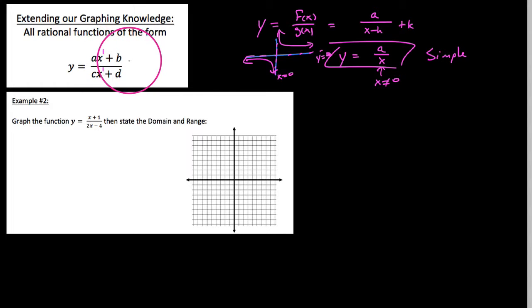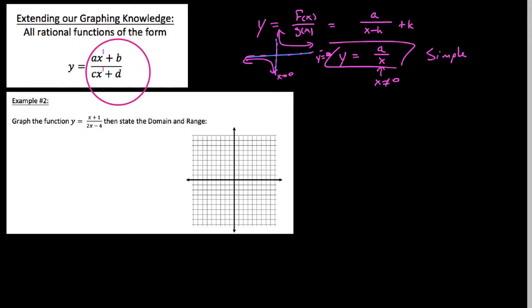When you have something linear over linear, what you have to understand is that it's not necessarily going to be x equals 0. Can x equal 0 down here? I don't know. Maybe it would cause the bottom to be equal to 0, but maybe not. So we're going to say a few things about this.